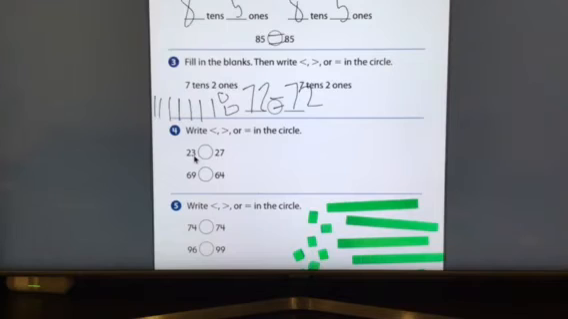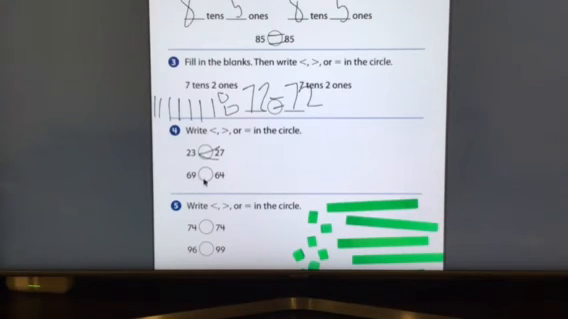3 is less than 7. Therefore, 23 is less than 27. The arrow should be pointing the other way. So the pointy part faces the less number. The open mouth part faces the number that is greater.